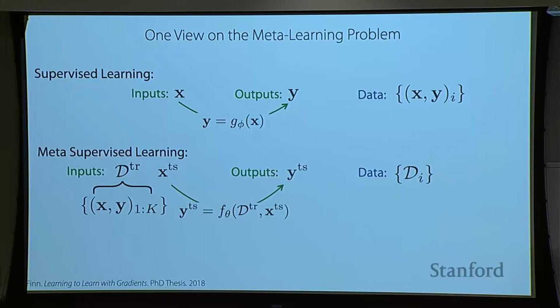Just a quick clarification question. The X test, is that the task label? X test is a new example, a new input for that task. Given a task data set, here it will basically just correspond to one of the X's in the task data set.